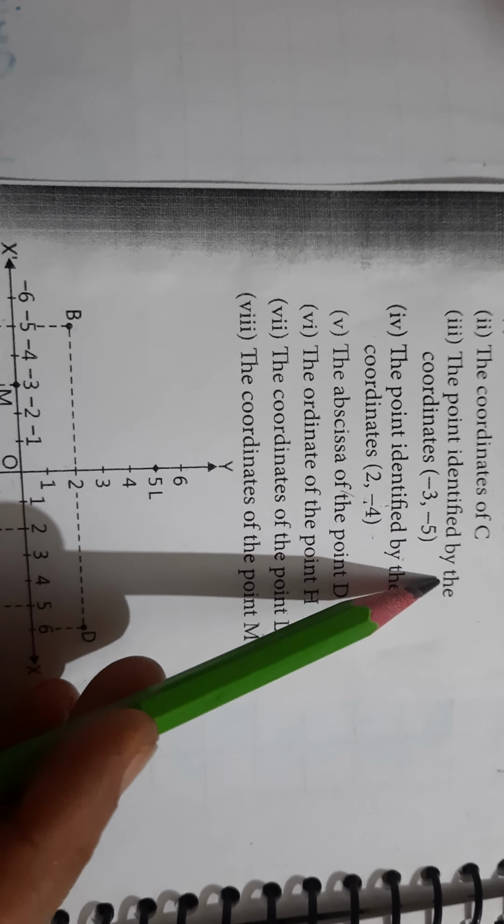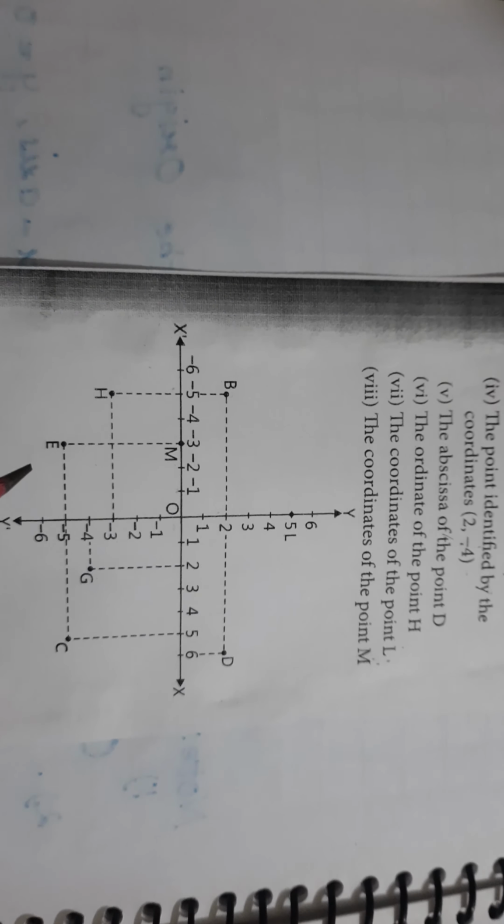The third is the point identified by -3, -5. You have to find the name of the point whose coordinates are -3, -5. -3 will be along here: -1, -2, -3, right? And the y is -5. Just look here: -1, -2, -3, -4, -5. So this point E will be your answer, right? The fourth part. The point identified by the coordinates 2, -4. X is 2 here and y is -4. So the answer is G.